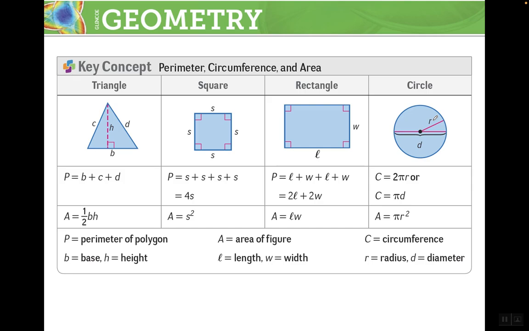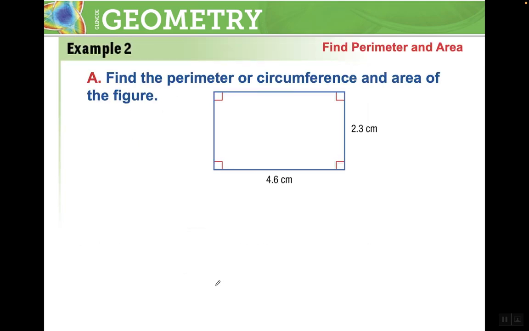This is in your notes, and it's nice to have handy in case you forget what the area of a triangle is or whatnot. You can use any of these, whatever you're comfortable with. Okay, so we're going to find the perimeter of this and the area. So perimeter, you're going to add up all the sides. Area, you're going to multiply length times width. I'll show the answer.